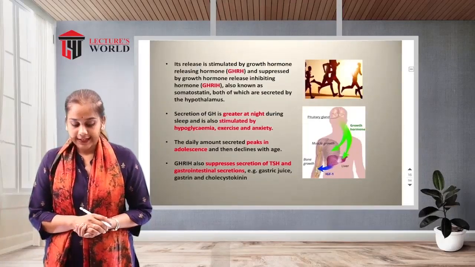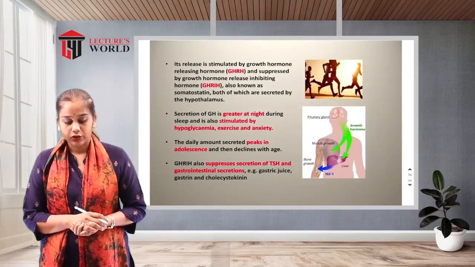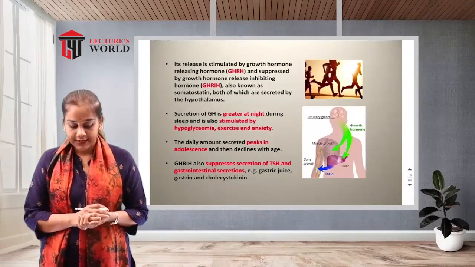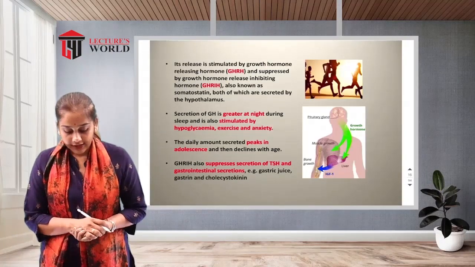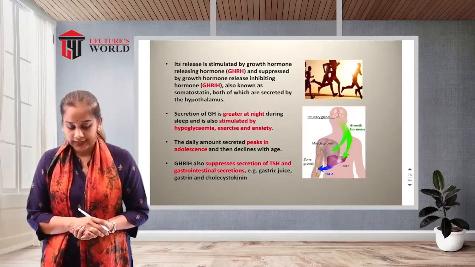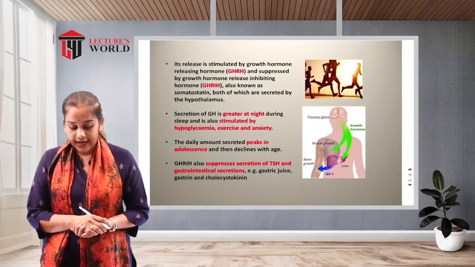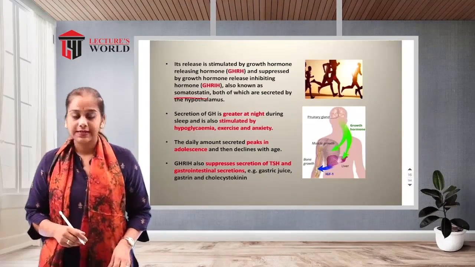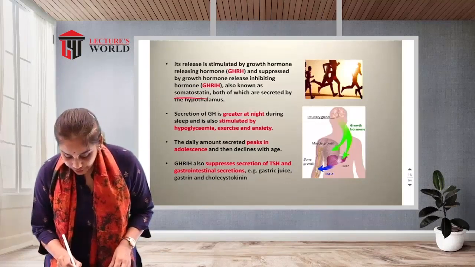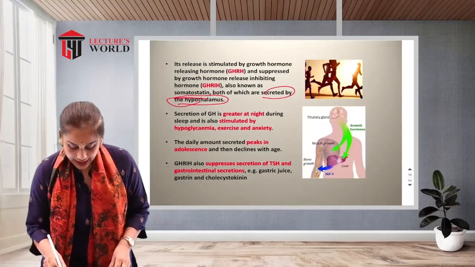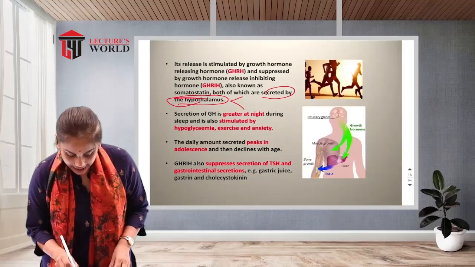It is stimulated by the growth hormone releasing hormone, known as GHRH, and suppression of growth hormone is done by the growth hormone release inhibiting hormone, known as GHRIH, which is also known as somatostatin. Both of these are secreted by the hypothalamus.